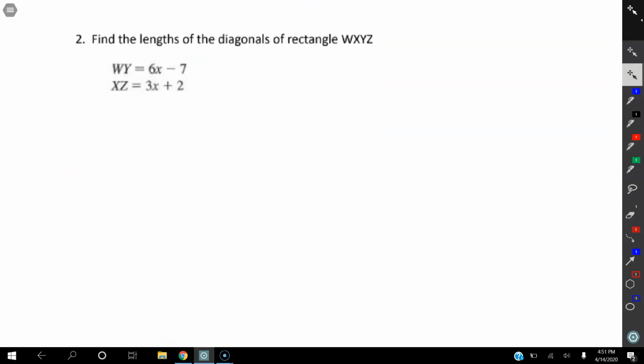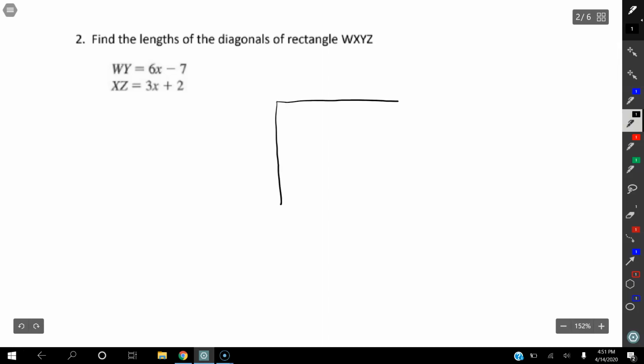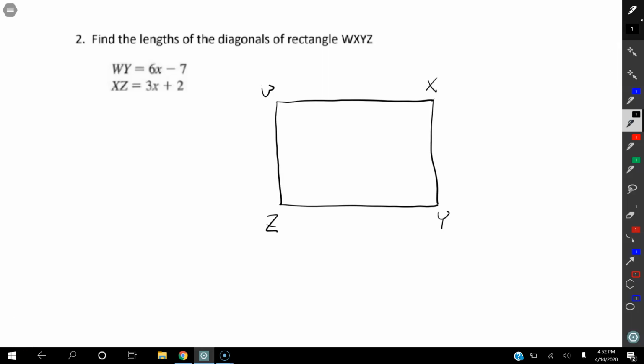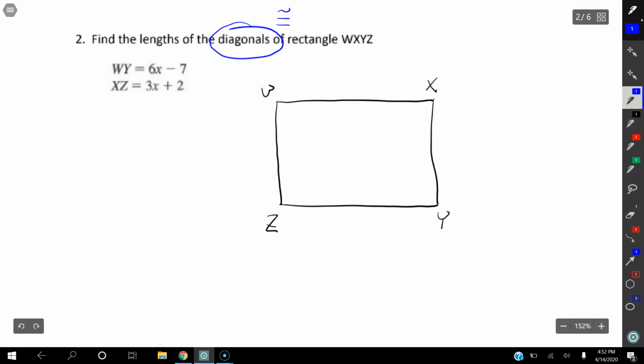Number 2, find the length of the diagonals for a rectangle WXZY. So let's draw a rectangle, and we need to label this thing W, X, Y, and Z. And we know one fact, a property of a rectangle, is that the diagonals are going to be congruent, or equal in length. So this diagonal should be the same length as that diagonal.